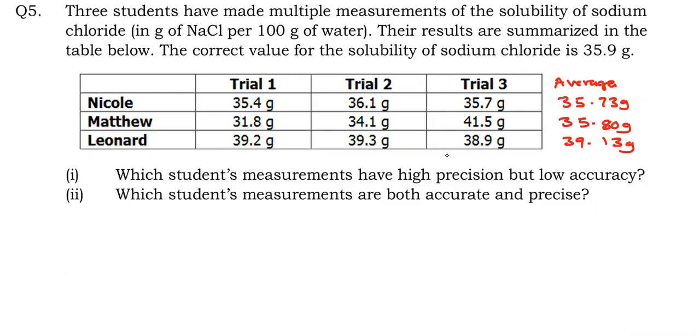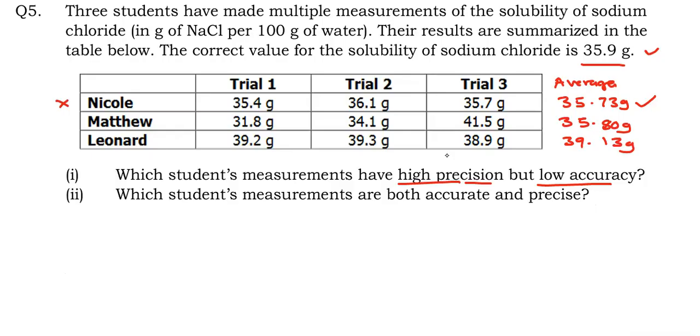We have been asked to say the one with high precision and low accuracy. When you look at Nicole, we can see that Nicole has 35.73, and 35.73 is very close to 35.9. Okay, so this guy is not qualifying to be of low accuracy. This guy is accurate because this value is closer to this one. So Nicole is not our answer for question 1.